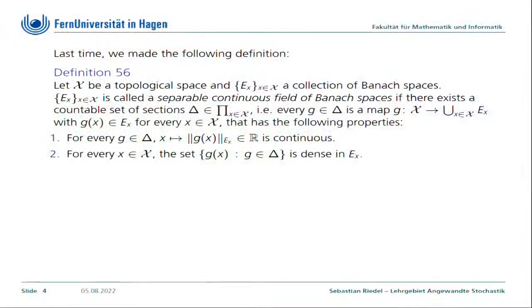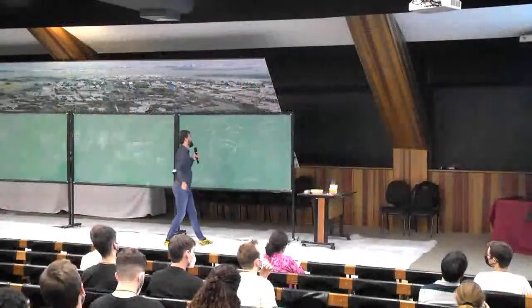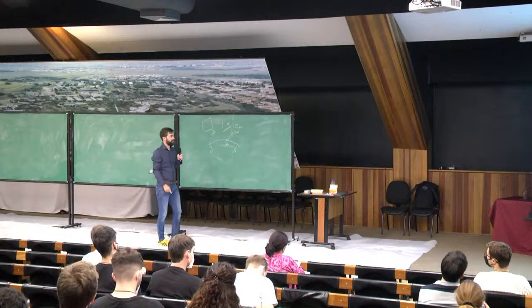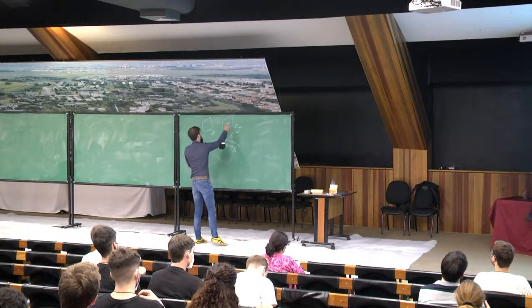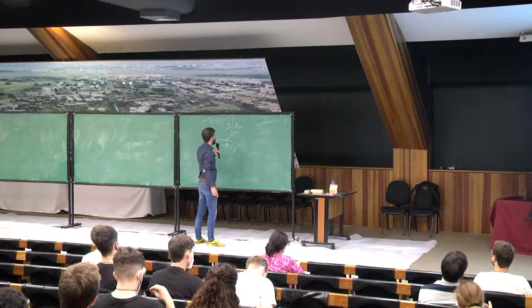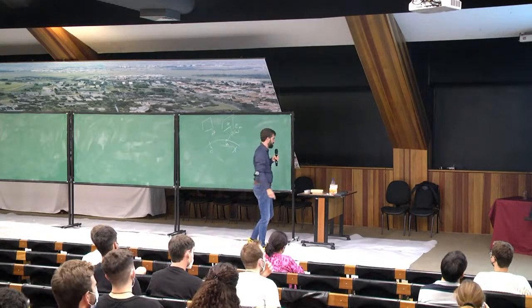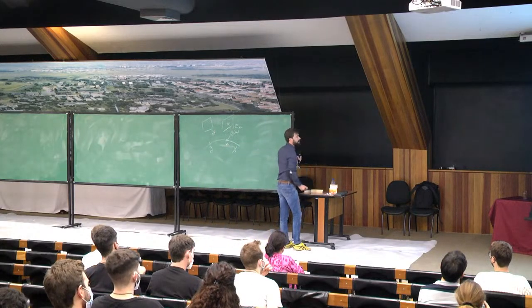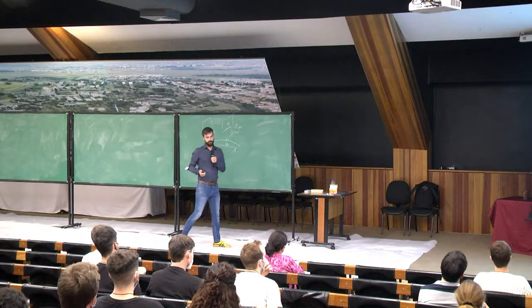So first, if you fix the G, there is a continuity; this is where the term continuous field of Banach spaces comes from. There are also other fields, I could say here. And then the second thing is the density. When you fix an X and look at the particular space here, and you go through all the G, then you would like all the images to form a dense set in the space. And this set should also be countable in this definition.